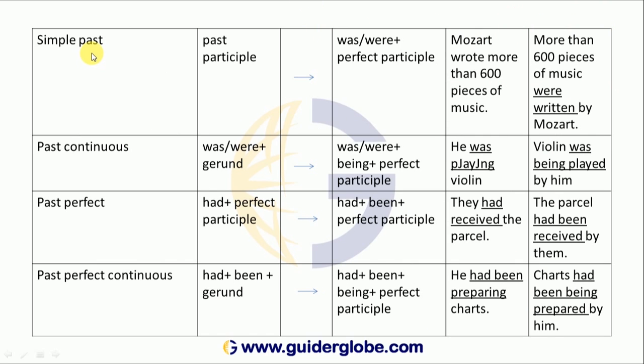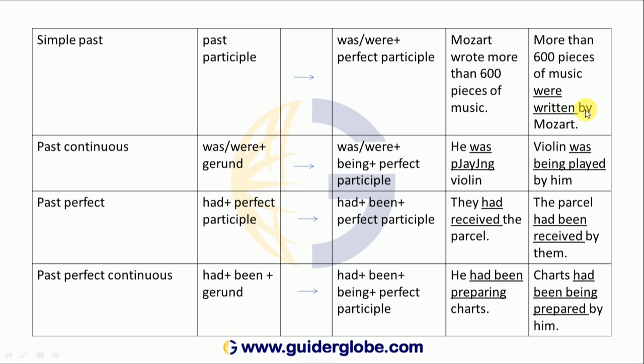Simple past, that is past tense. What do I have to do? Simple past. Mozart means name of a person, name of an author. Wrote means what? Past tense. Write, wrote, written. More than 600 pieces of music. Then what is the object here? More than 600 pieces of music, the object has come. Then you put by here. By what? Mozart. That is also done.